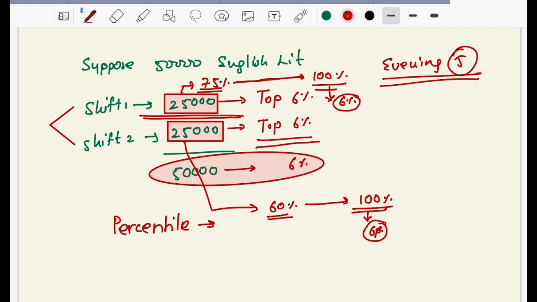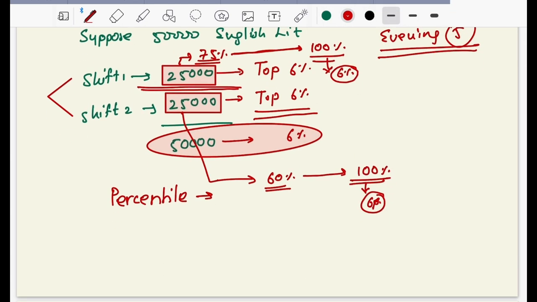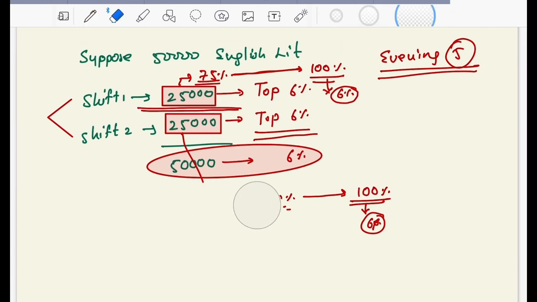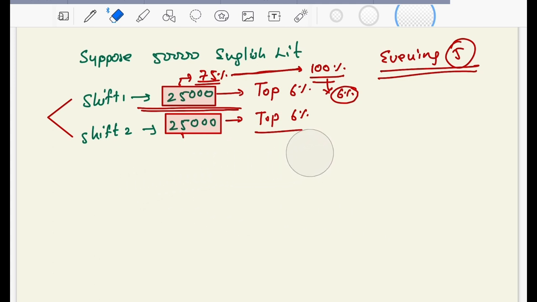Now let us talk about the cutoff of English literature. So I am going to talk about the evening shift, right? Because in the morning I have not appeared for the exam, and as I said, the cutoff or the percentile for the morning and the evening shift will definitely be different, right?